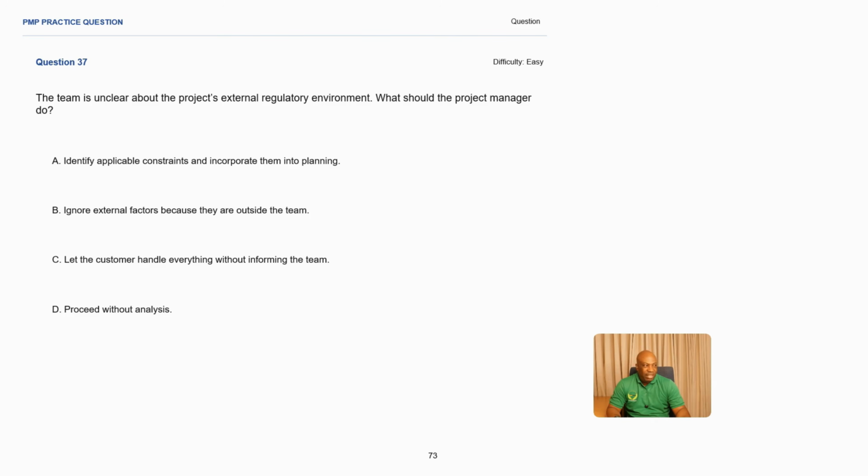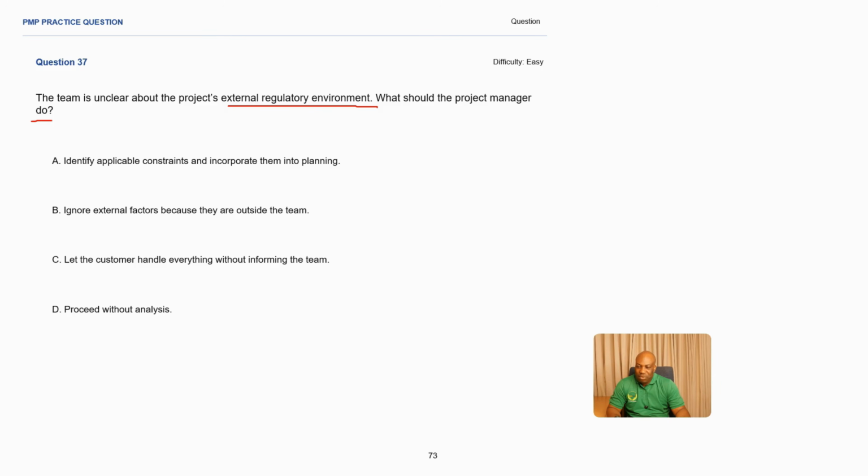Practice question number 37. The team is unclear about the project's external regulatory environment. What should the project manager do? So the problem here is the team is unclear about the project's external regulatory environment. That's our problem statement. So let's go through the answers now.